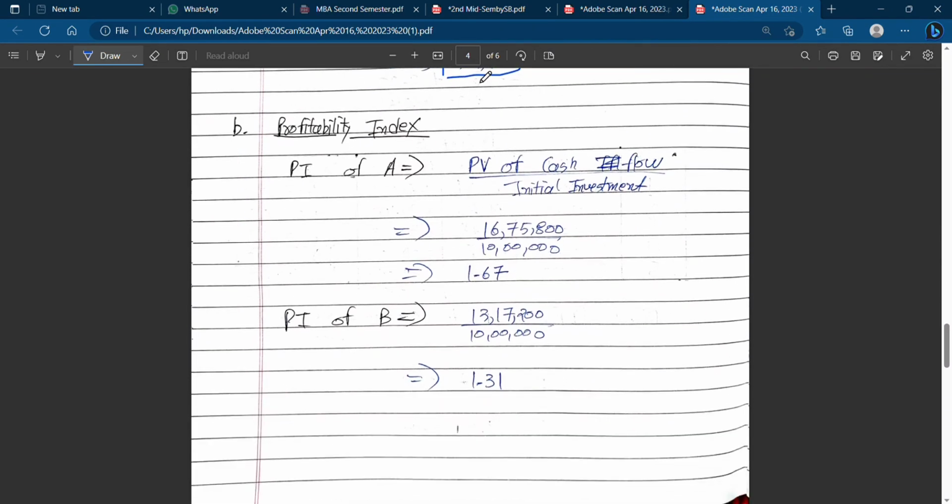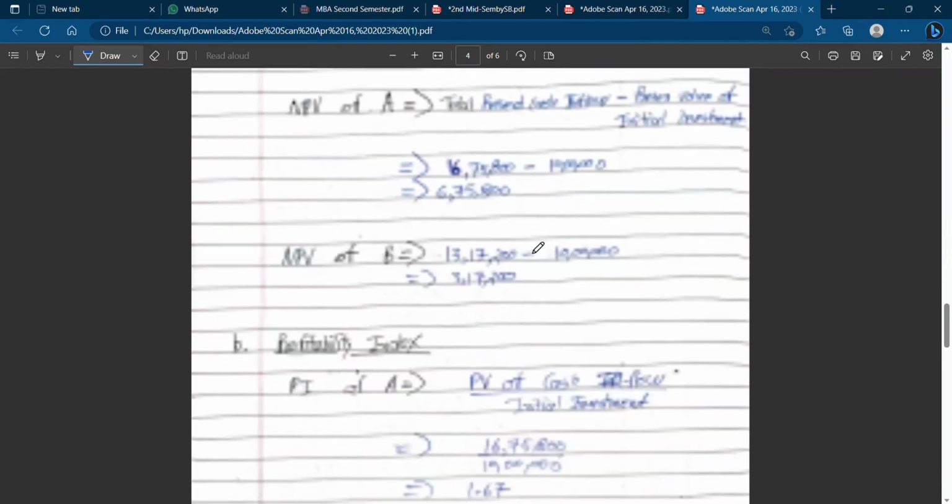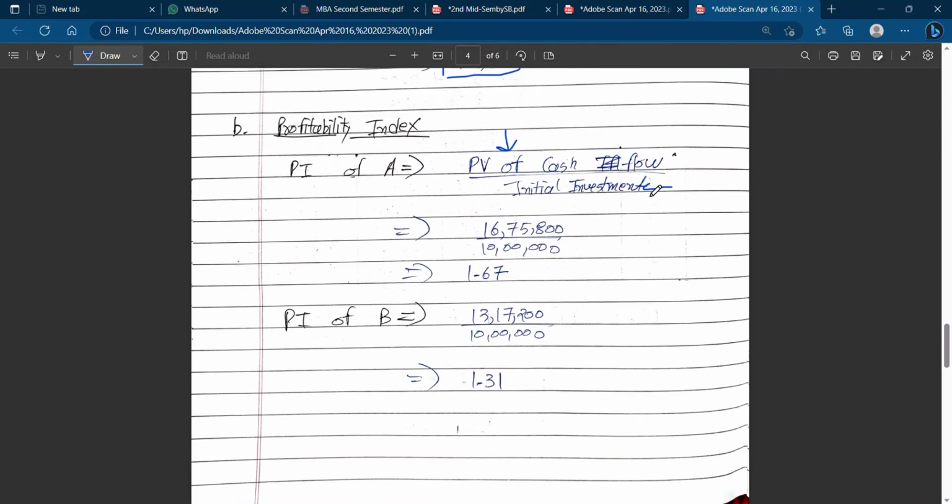Then we calculate the profitability index, which is also very easy. It is the present value of cash inflows, meaning the total present value, divided by the initial investment, our 10 lakh. Dividing by 10 lakh, we get 1.67. If there is only one project and we have to decide, a value greater than one means we will accept the project. If we have two projects, we compare them, and the greater value means the better project. So project A is better than project B.